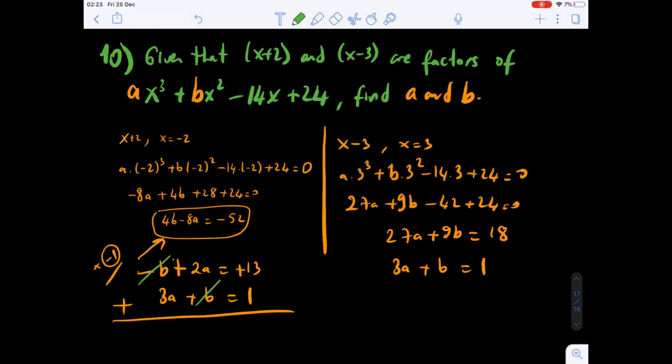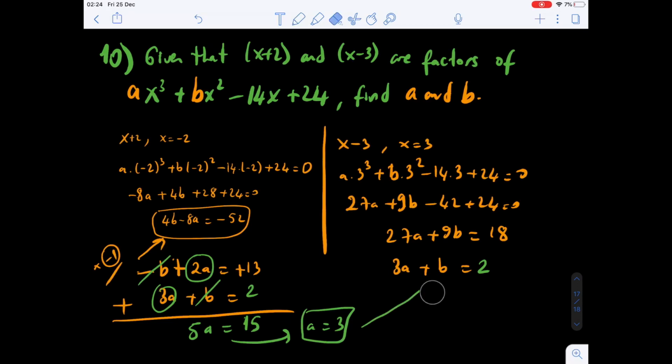So negative b plus b will be 0. 2a plus 3a will be 5a. I'm sorry guys, let me fix it here because this is going to be 2. Here's going to be 2 as well. So here it's going to be 15. And easily we're going to have not a fraction, we're going to have a whole number. A will be 3. And you can replace here: a is 3. 6 plus b equals 2. B equals negative 4. So we found a and b.